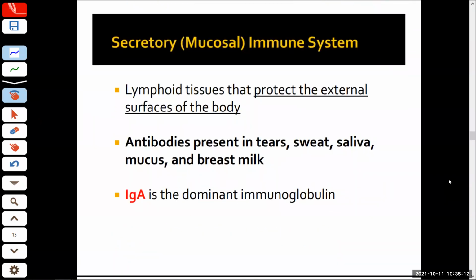Okay, IgA, again, this one's the one that's present in your secretions, i.e. your first line of defense.